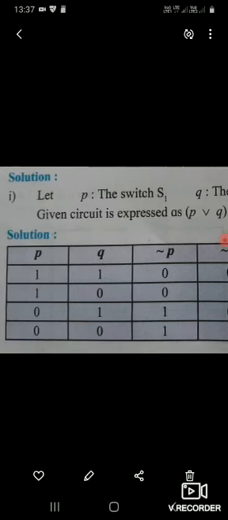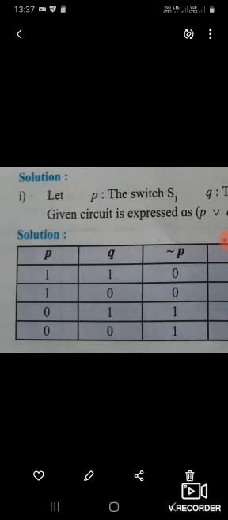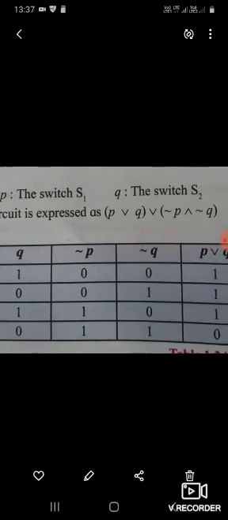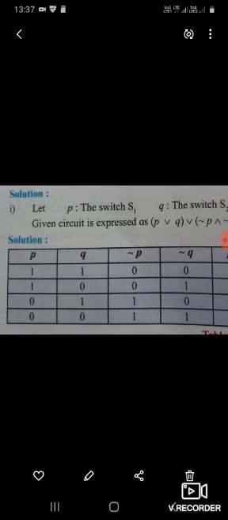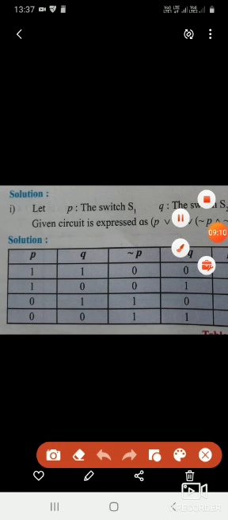Check. So you will write the table. First P and Q are used. Negation of P, negation of Q we need. So it is 1 1. We know how to write the truth table. Instead of true true, false false, we write 1 1 0 0, and 1 0 1 0. Then negation of P and negation of Q.